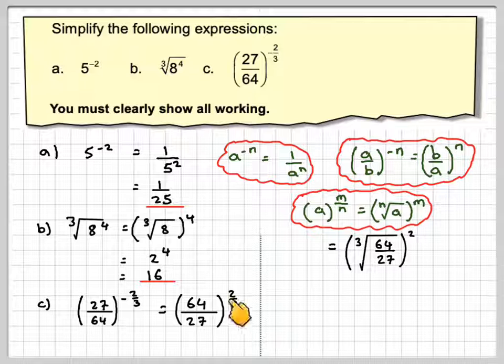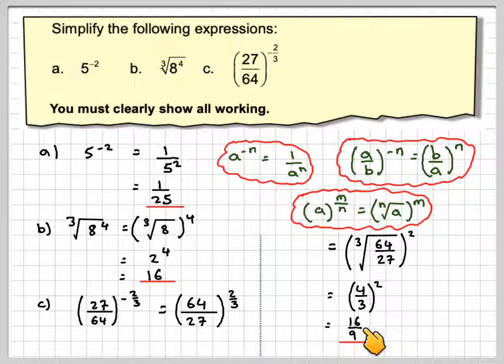It doesn't matter which way around we do this, but obviously it's easier to take the cube root first and then square. So the cube root of 64 is 4, and the cube root of 27 is 3. So we've got 4 over 3. We still now have to square it. And 4 squared is 16, and 3 squared is 9. So we've got a final answer, 16 over 9, and we can leave it as an improper fraction.